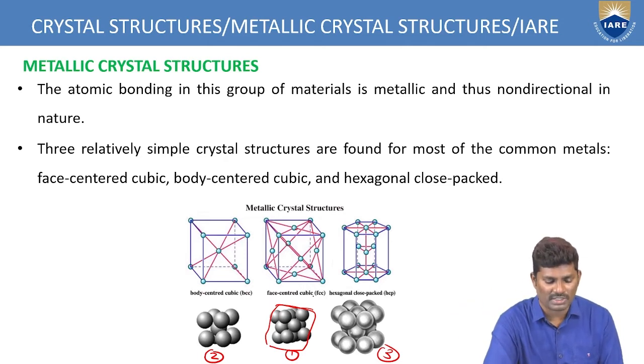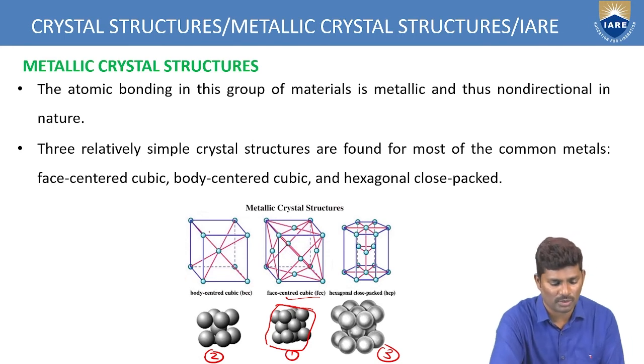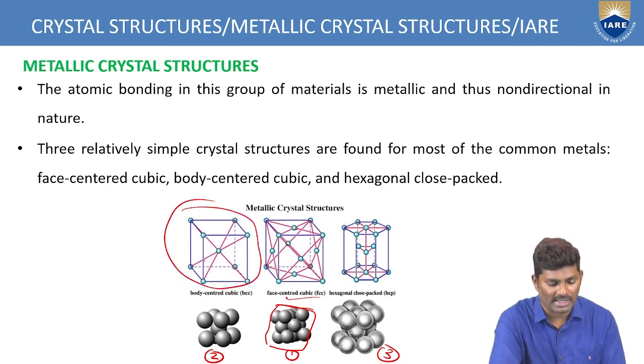So that is the first one. The second category is body-centered. To the whole body, exactly at the center. So this is a cube, and for the whole cube, exactly at the center, you have an atom. And this atom is bonding to all the neighboring atoms like this. That's why it is called body-centered.